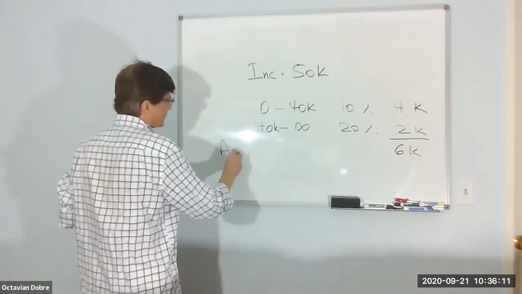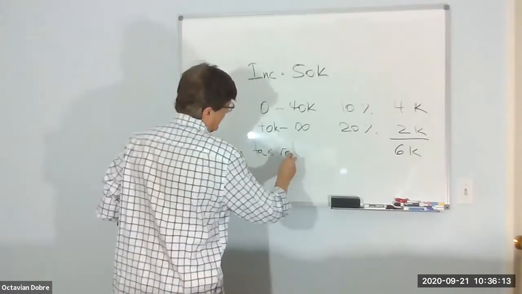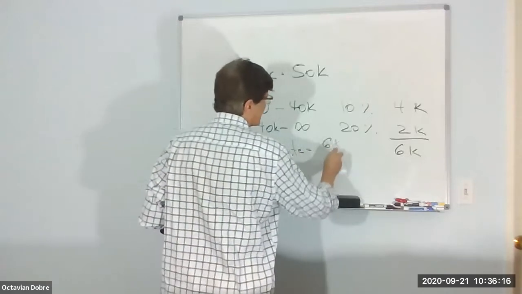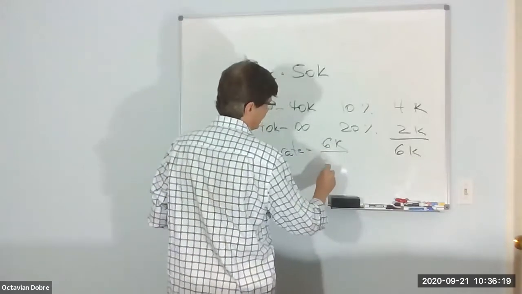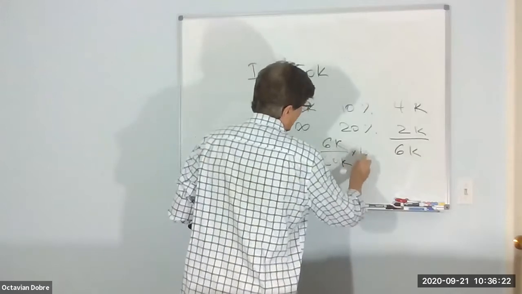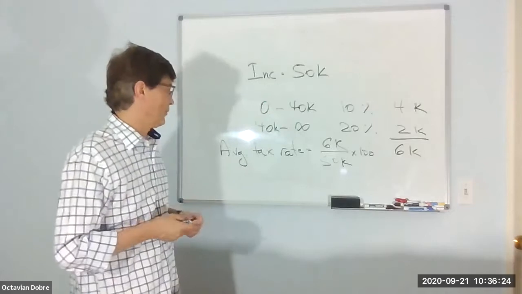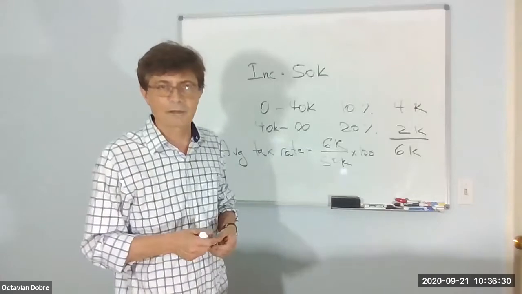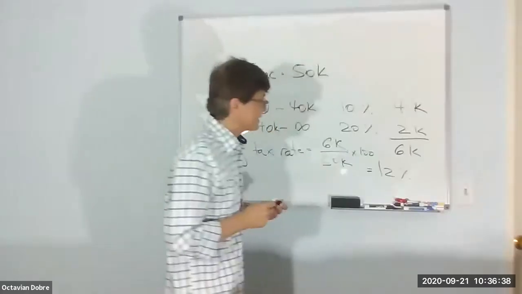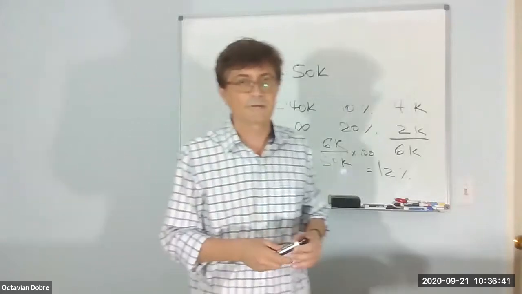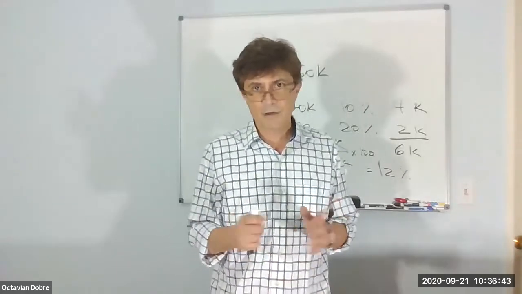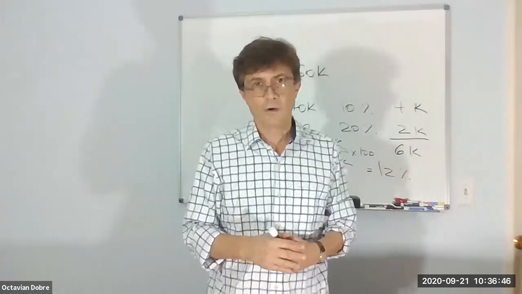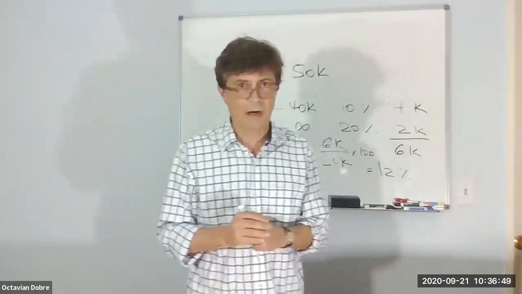Therefore, they owe $6,000 in taxes. So the average tax rate is equal to 6,000 divided by 50, times 100. So that is a little bit more than 10%. 12%. So that's the average tax rate. They pay 12% of their income to Uncle Sam. Okay, very good. So we kind of know how to work out those problems out of chapter 6.